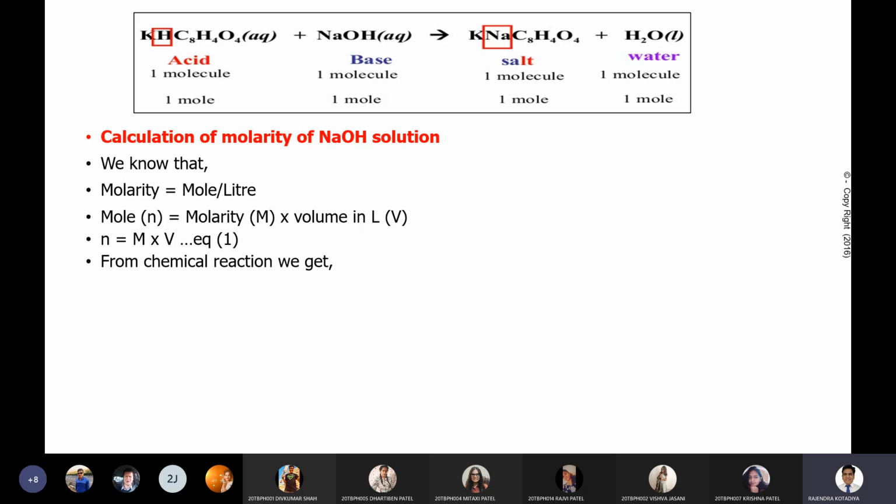For the chemical reaction we have here, what does it show? 1 mole of KHP is equivalent to 1 mole of NaOH, or to neutralize 1 mole of KHP we require 1 mole of NaOH. So as we have represented moles by n, for KHP let us take n1, and for NaOH let us take n2.